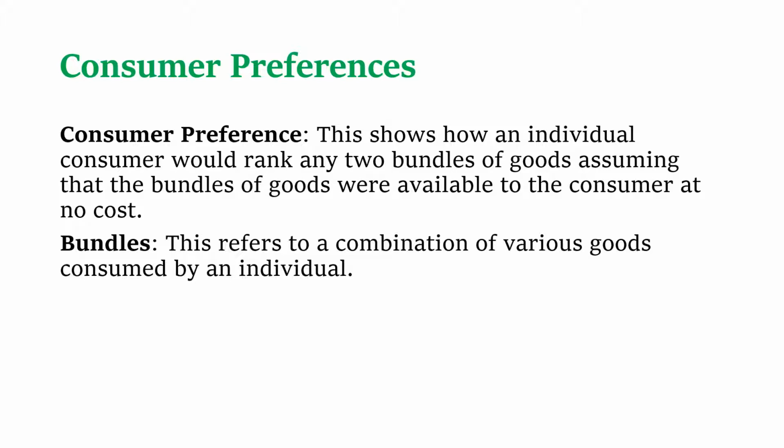So one particular basket of goods can have so many types of goods. It can have clothing, shoes, food, maybe computers, cars, cell phones, etc. So one particular basket may have so many different types of goods.